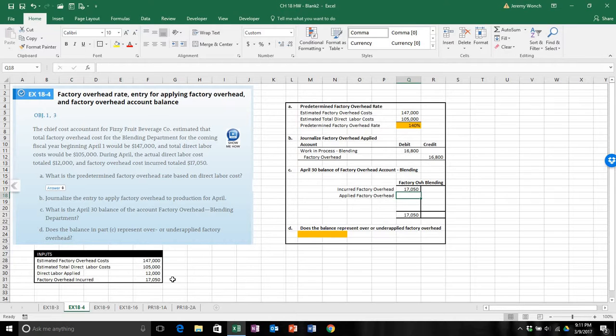Then we decreased the factory overhead by what we applied, so what we took out of factory overhead and put into our work in process. In this case, it was the $16,800. So we increased our factory overhead account by $17,050 and decreased it by the $16,800. And so at the end of the period, we had $250 left in the account. Since we had dollars left in the account, in a perfect world, it would have been exactly even. So what we did is we didn't quite apply enough. So we underapplied factory overhead for the period.